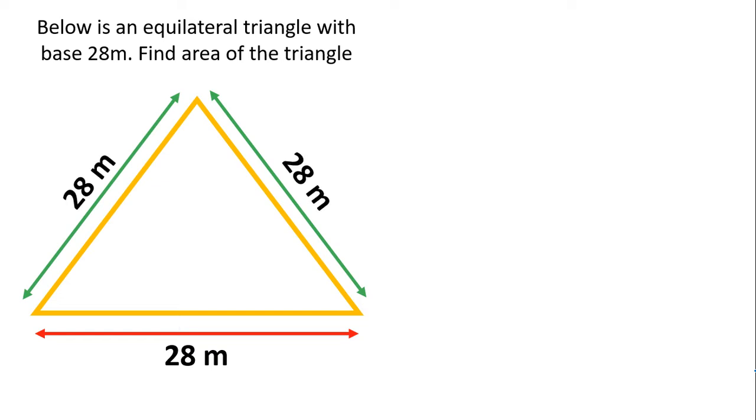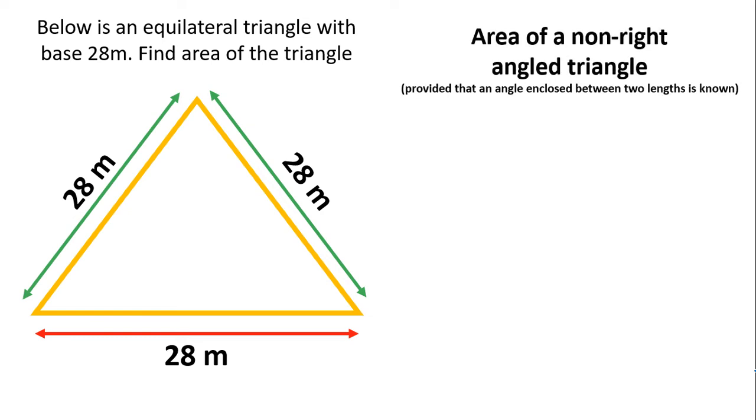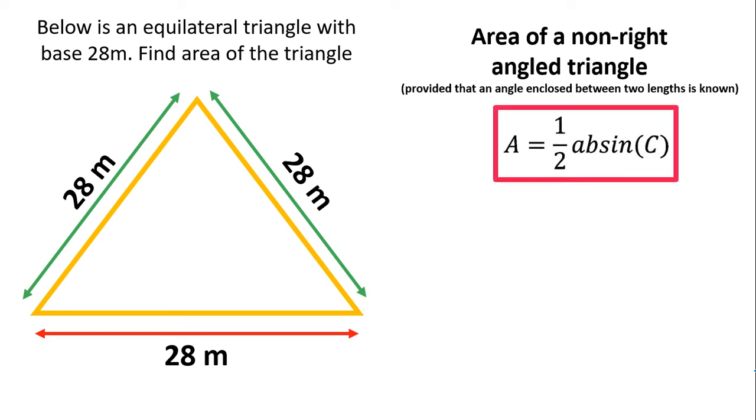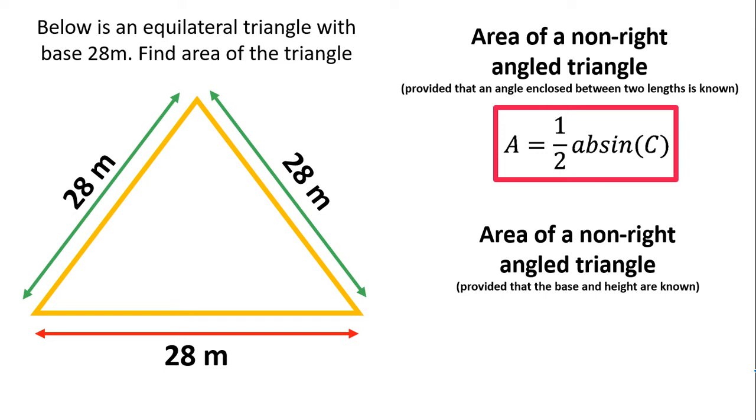Now, keeping in mind my area formulas, because I have to find the area of the triangle, and this is a non-right angle triangle, I have two formulas which I could be looking at. One is the area of a non-right angle triangle, provided that an angle enclosed between two lengths is known: half ab sine C. And the other is the area of a non-right angle triangle provided that the base and height are known: half base times height. In this specific situation, you have to figure out which formula you're supposed to deal with.